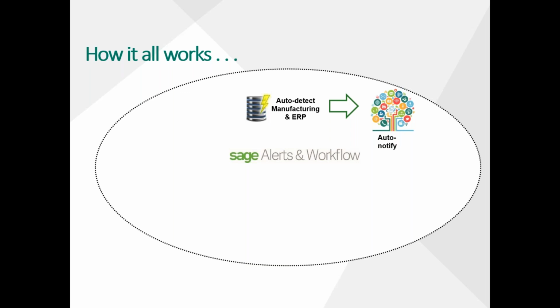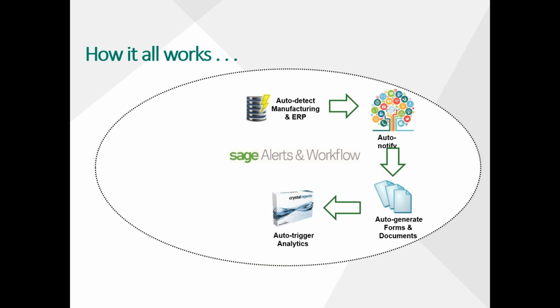Now, if and when Alerts and Workflow detects that these expected or unexpected conditions have occurred, what does it do? Well, it starts out by notifying the appropriate people, whether it's your staff, your clients, your vendors. And we'll talk about those notification methods in just a few minutes. Alerts and Workflow automatically generates relevant forms and documents, such as generating an invoice and delivering it to a customer, creating a purchase order and sending it to the corresponding vendor.